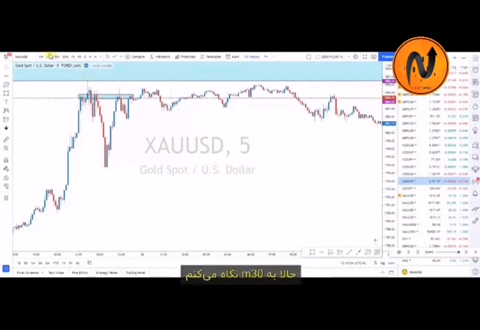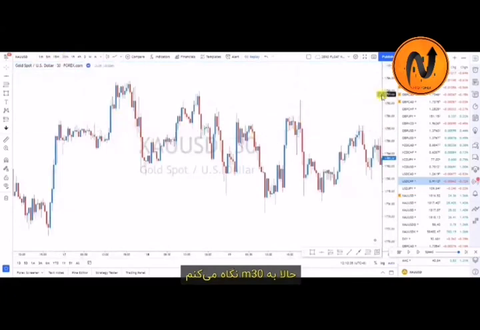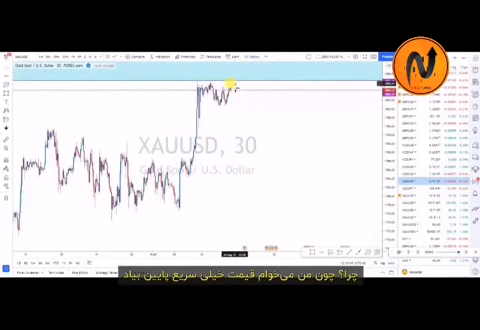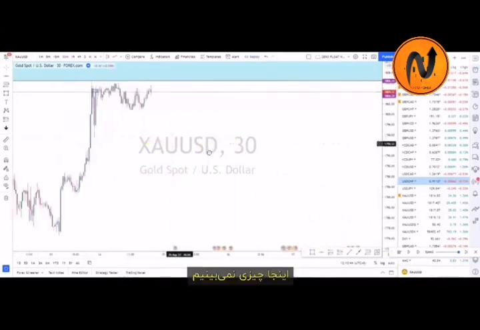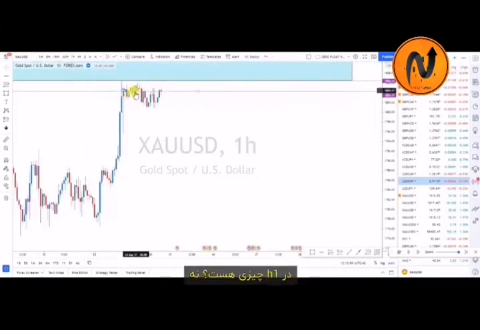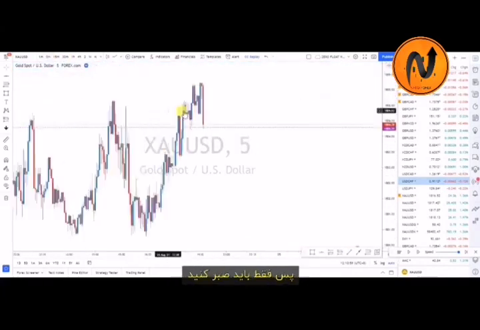Okay, so I'm going to look at M30, see whether we have any confirmation, because I want the price to move all the way down quickly. M30, we don't really see anything yet. Daily time frame, right? H1, nope. Okay, never mind. So we just wait. Price will come into this area. So what we should do is we just wait.